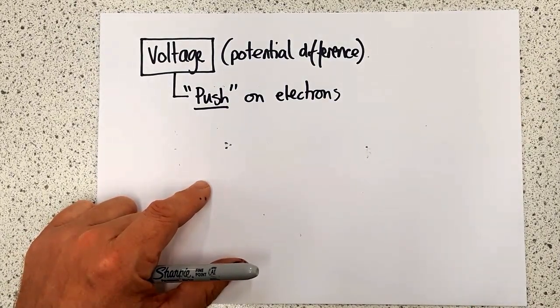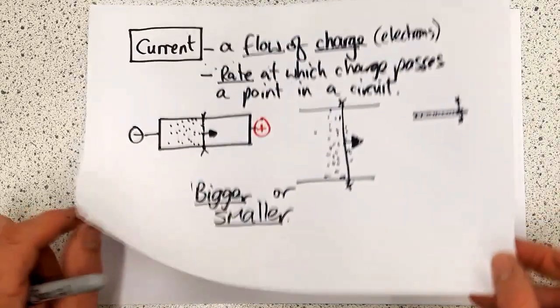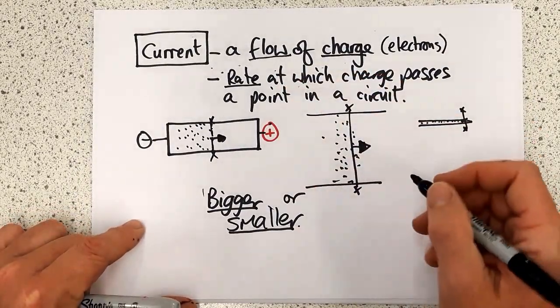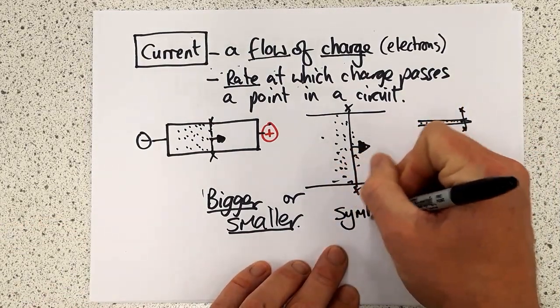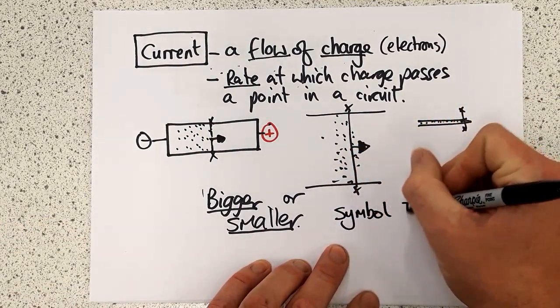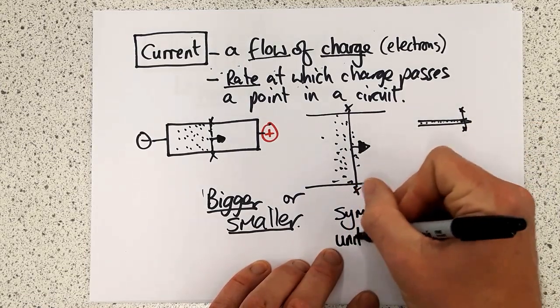Okay, so we've defined current as flow. I'm just going to go back and say that the symbol that we use for current is I, and the unit for current is the ampere.